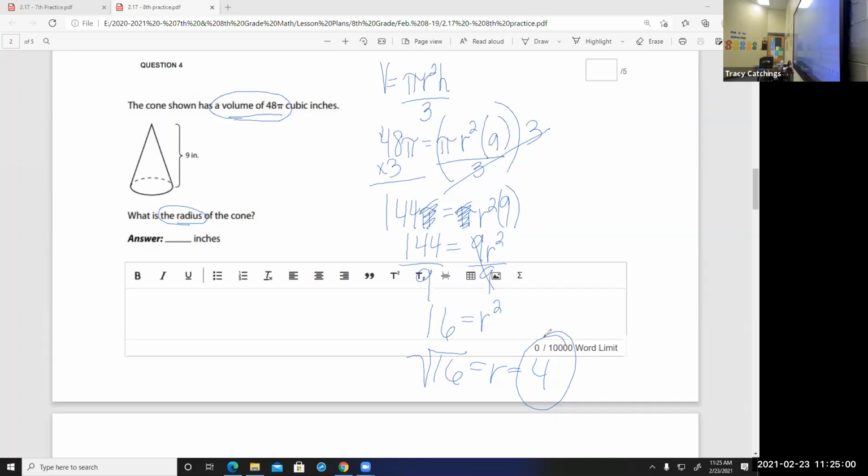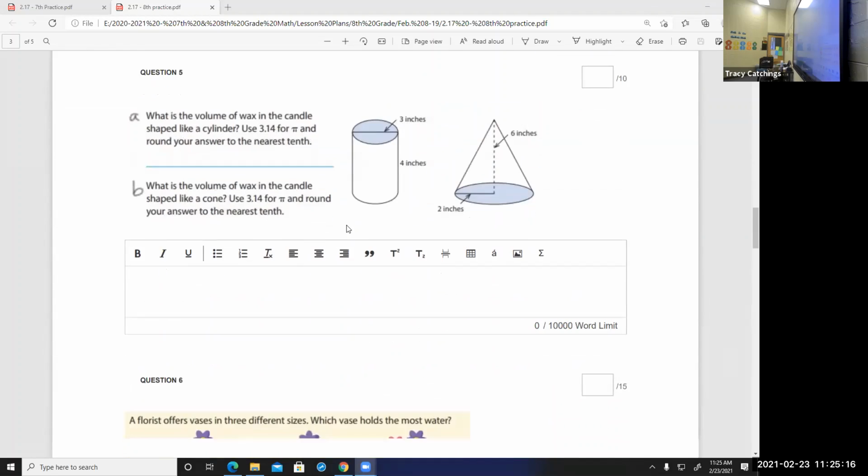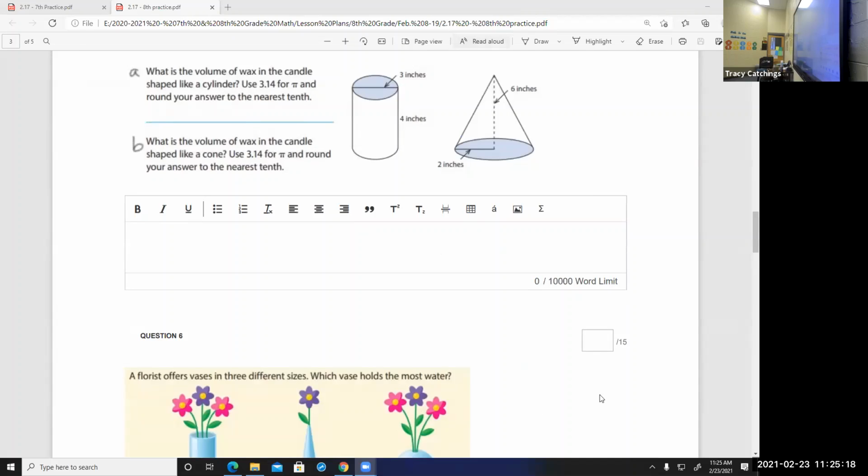Y'all do real good with formulas. All right. Everybody got what you need? Okay. We're going to keep it moving. Let's see how far we can get today. All right, number 5. What is the volume of the wax in the candle shaped like a cylinder? They told us to use 3.14 for pi, and then to round our answer. And then part B, they want us to find the volume of the cone.